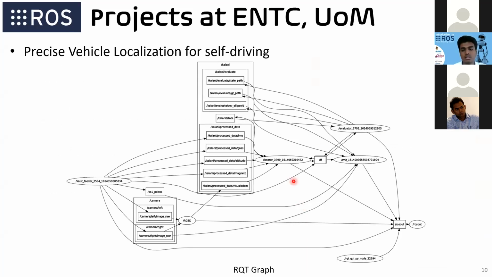So this is the RQT graph. You can see it's somewhat complex. It has different nodes for IMU, GNSS, visual odometry, and stuff. These stand for different sensors, and they use cameras as well. For cameras they have sensors, some processing nodes, some evaluating nodes, and visualization nodes using RViz. The feeder is a dataset actually, because right now they are using data coming from a dataset rather than the actual sensors.